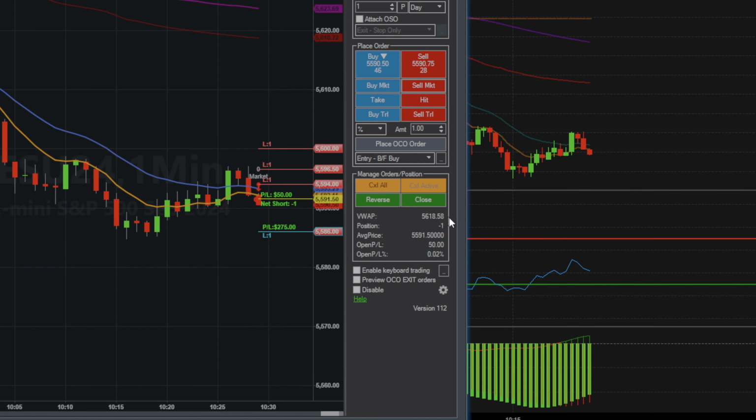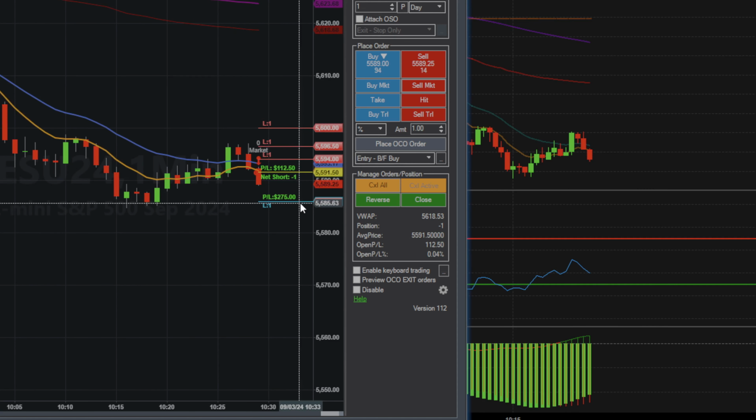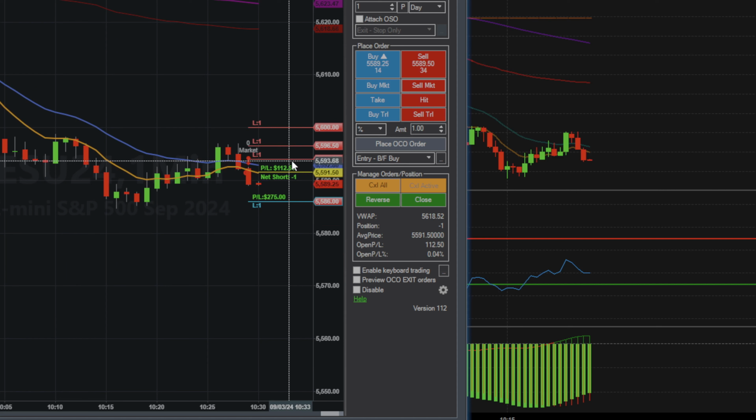RSI was in a good spot when I took it, right around 45. So it gives me some room for this to continue to fall here. So we're only in one contract here. We're up about 112.50 unrealized here. I'm going to move these orders down here.